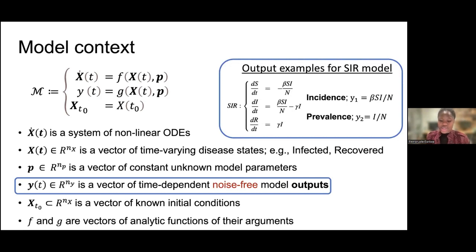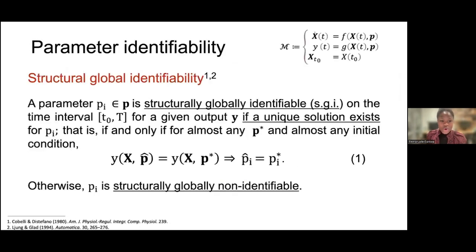Now, it's important to note that we use the term output and not data. Of course, these are data types, but we're not referring to observed data. We're just referring to theoretical combinations of your disease states and your parameters. Now, with this context established, we can move on to the definition.